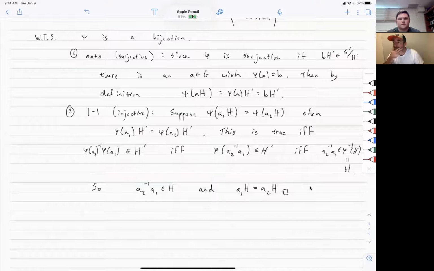And that's just the question? That's all we have to do? All we have to do, because the index is by definition the cardinality of the quotient set, of the set of left cosets. That's the definition of the index. So we've shown that there's a bijection between these two sets of left cosets, so they must have the same index. They must have the same cardinality.